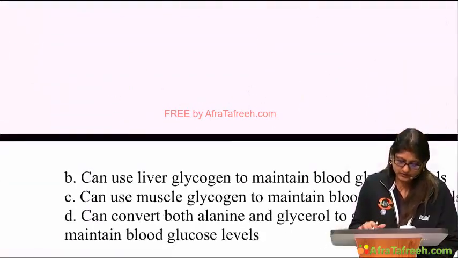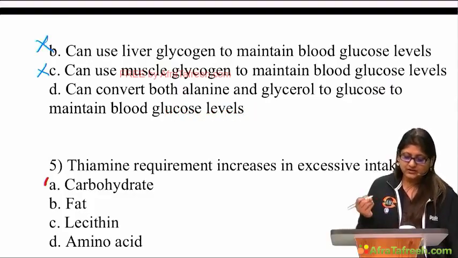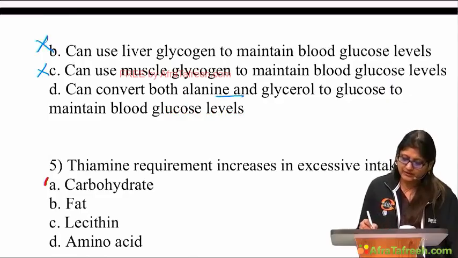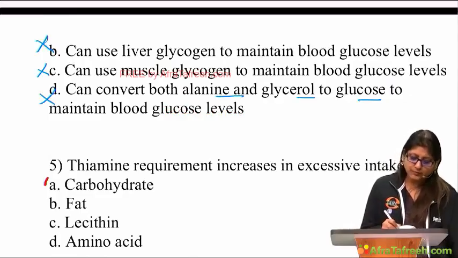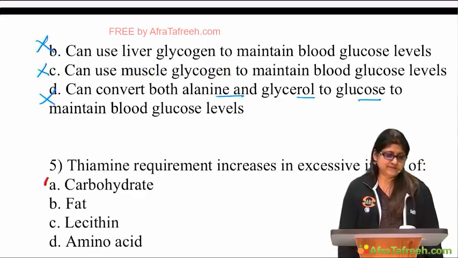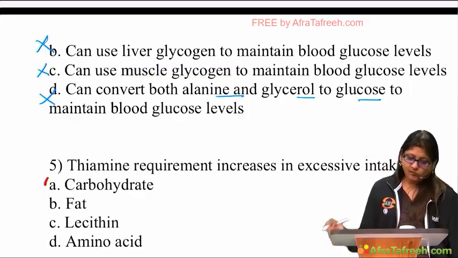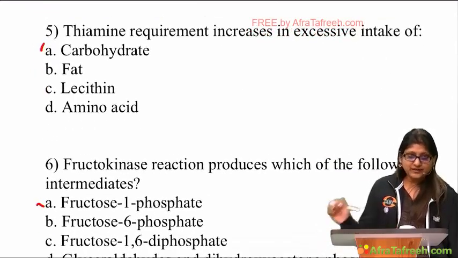All other statements are wrong in this question. You see, can use liver glycogen to maintain? No. Can use muscle glycogen? That is never possible. Can convert both alanine and glycerol to glucose? Not possible. I told you even gluconeogenesis is not taking place. Okay, very good. Cool. Coming to next question.